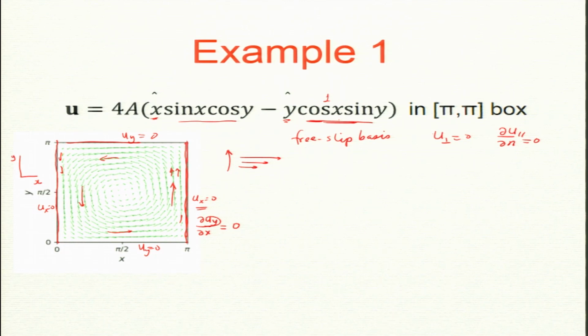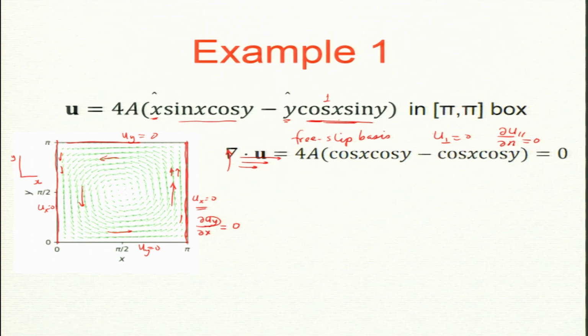Now, I can show that the divergence of this is also 0. So, let us compute the divergence. What is divergence, by the way? I am going to write it here: del dot u is partial x ux plus partial y uy.